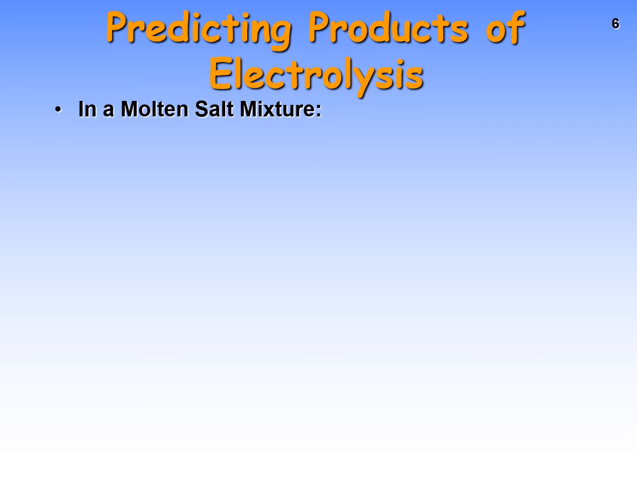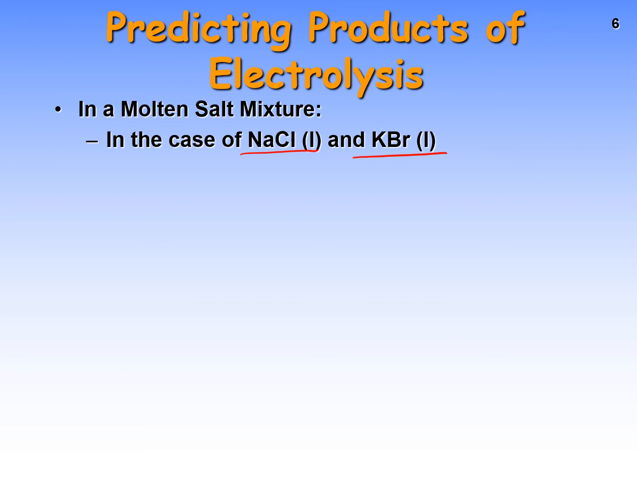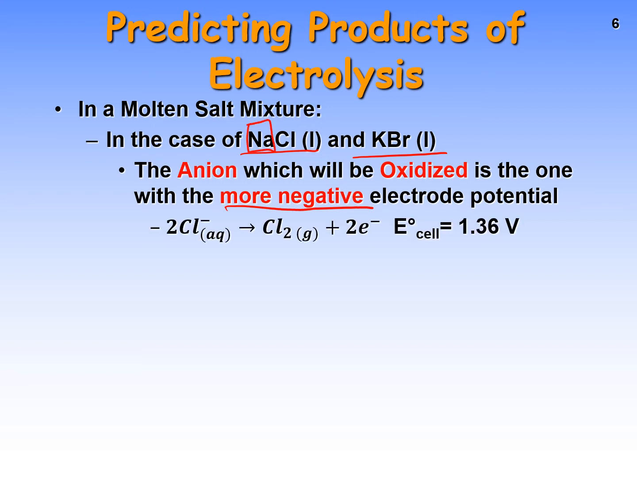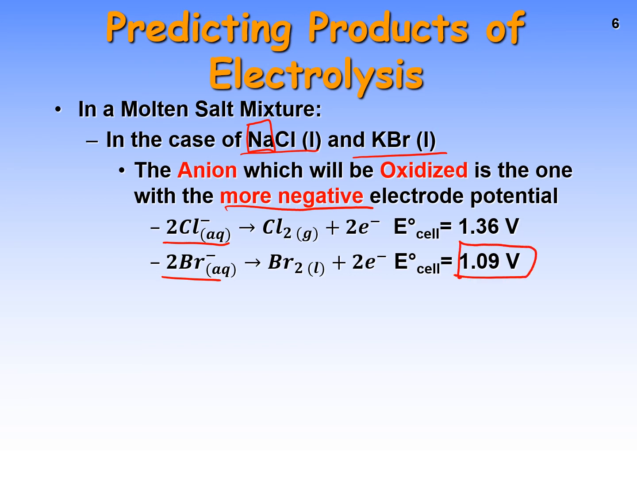In a molten salt mixture, let's say we have these two again. Let's talk about the anion that's going to be oxidized. It's the one with the more negative electrode potential in this case. So we already said sodium's going to be reduced based on their electrode potentials. If we look at Cl versus Br, it's going to be Br that gets oxidized because it has the more negative potential. Again, these are effectively just reduction potentials that we could look up.